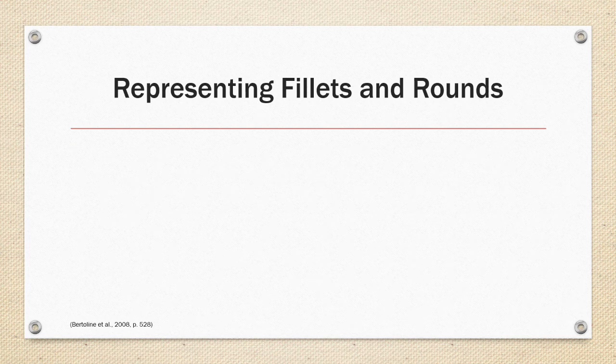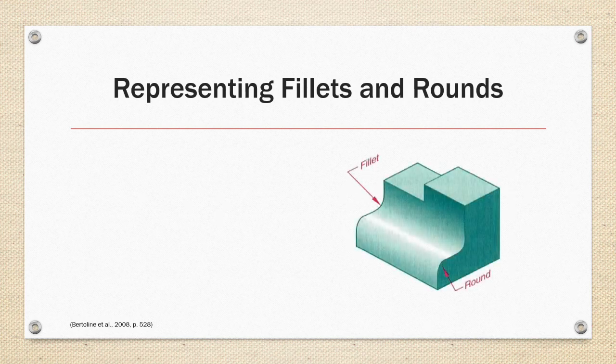The next type of feature covered in the chapter are fillets and rounds. Fillets and rounds are similar features that most CAD software commonly simply label fillets, but there is a difference, especially if you are in a discussion with a tradesperson making parts for you.